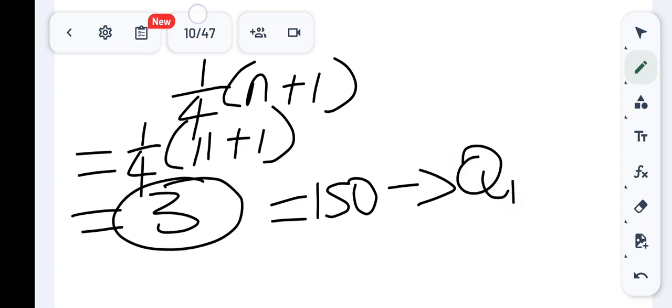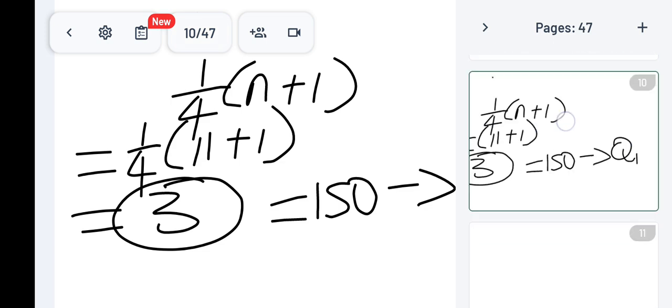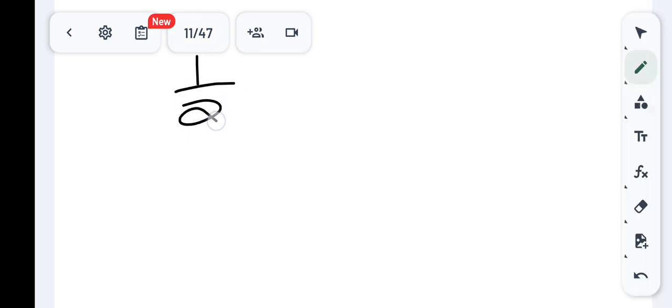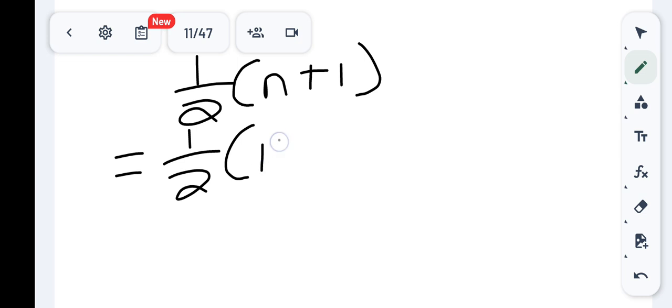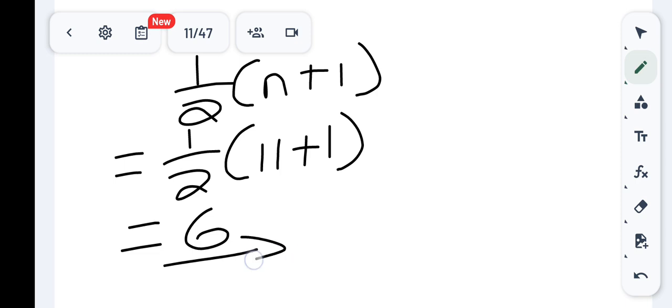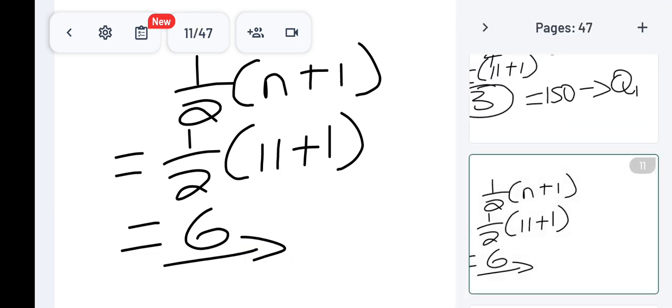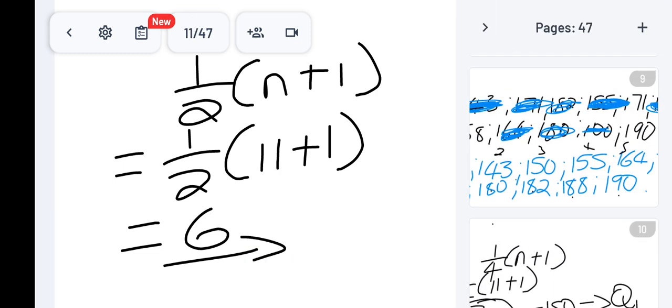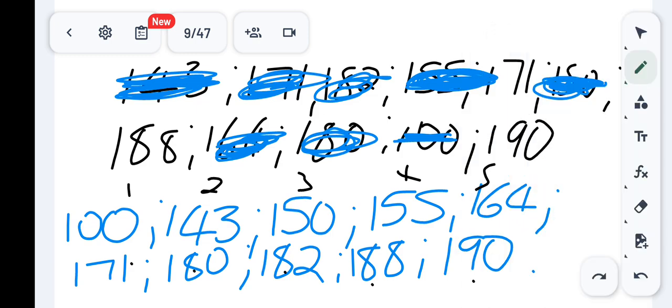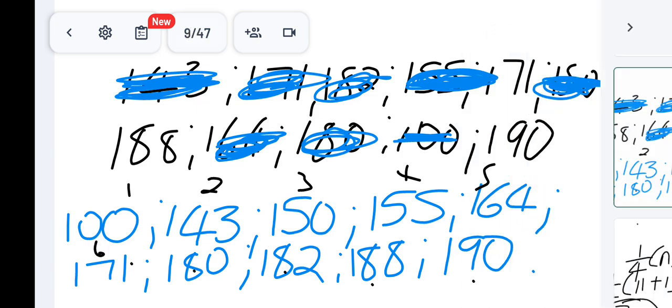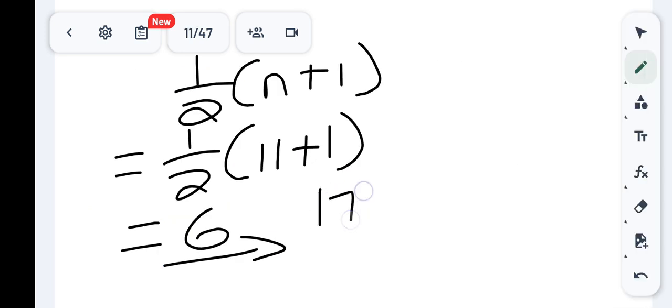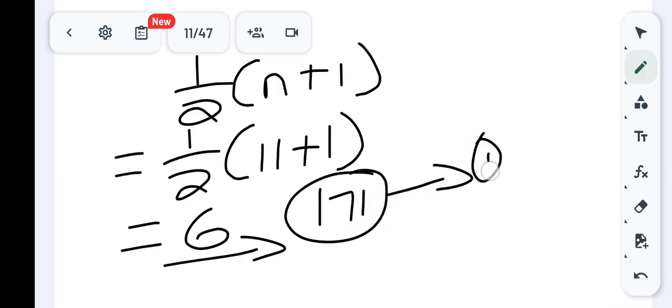And then what is our Q2? Remember, it's the median, 50%, so that is 1 over 2 into n plus 1. This is 1 over 2 into 11 plus 1, which equals 6. So this is at position number 6. Let's check: 1, 2, 3, 4, 5, 6. That is 171. So 171 is your Q2, which is the median.